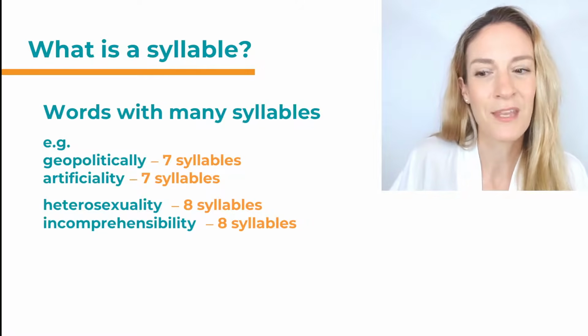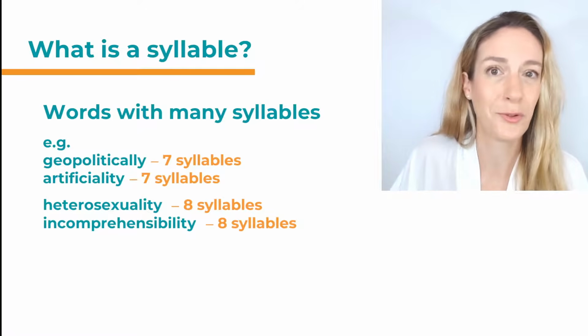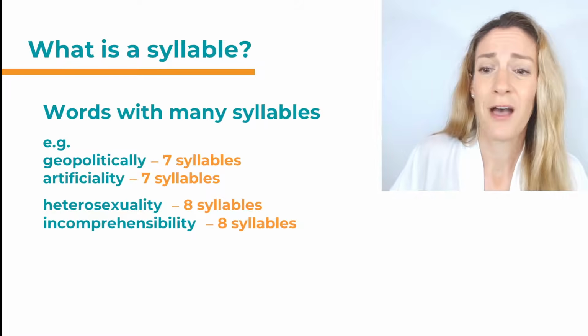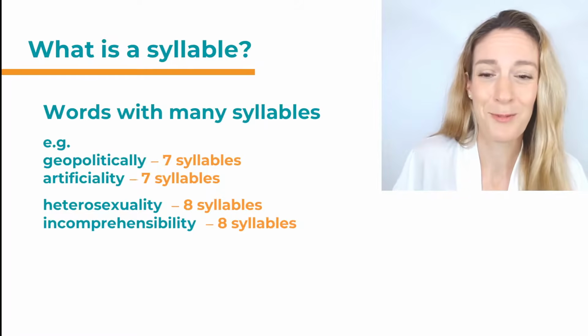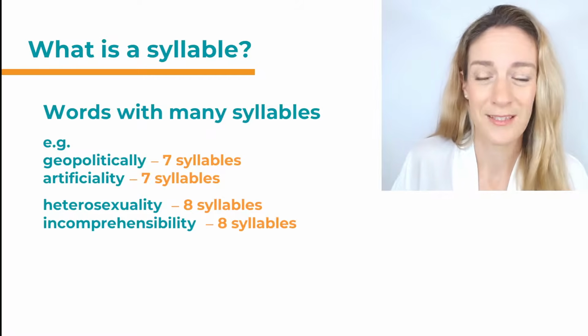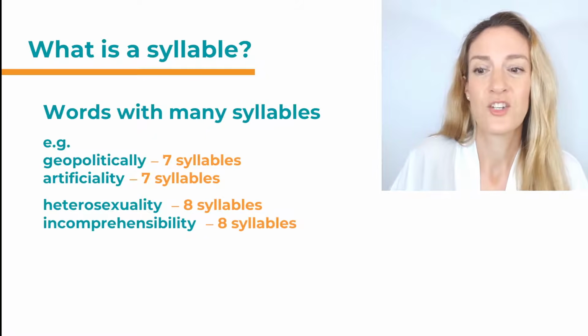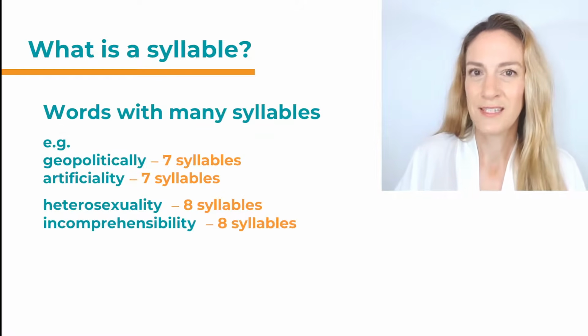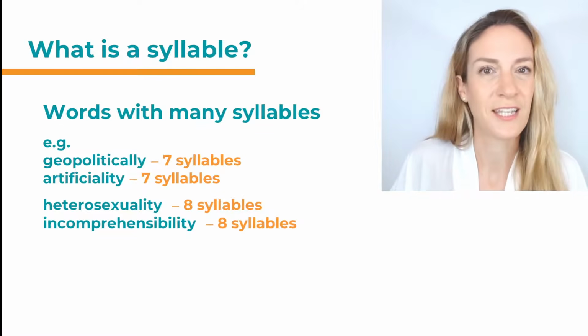I picked out some that I thought you might have heard before. They are a little bit more common than some of the other words that I found when I was doing my research here. So 2 words with 7 syllables. First of all, we have geopolitically. So 7 syllables here, geopolitically.